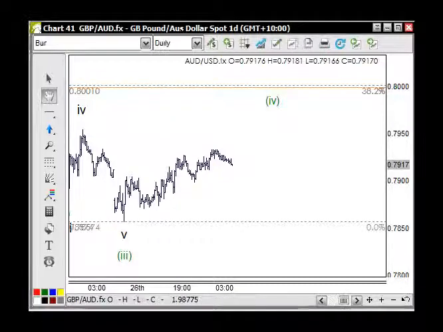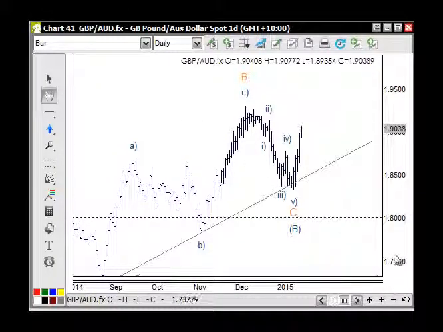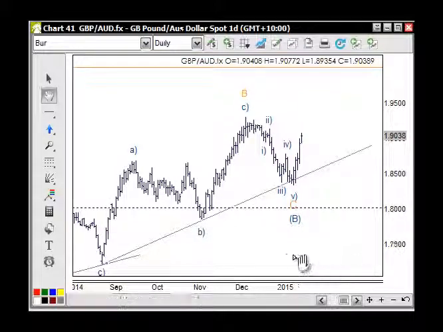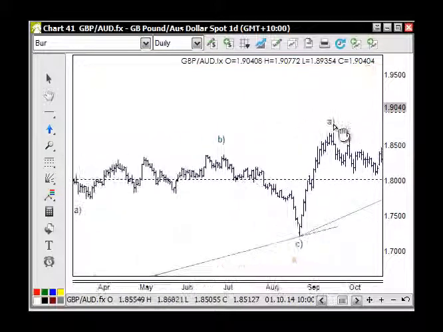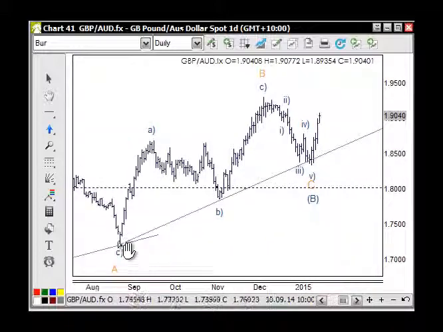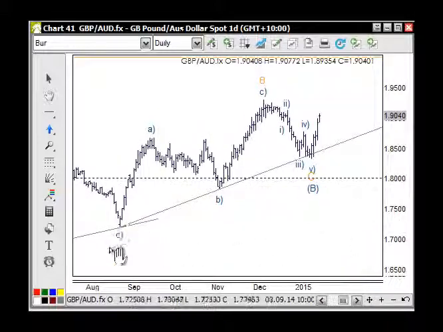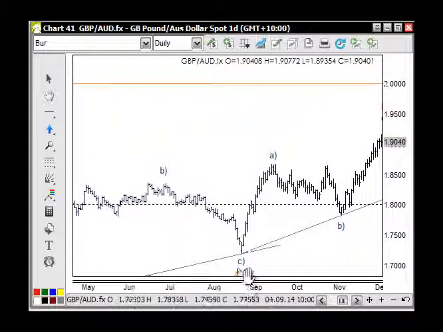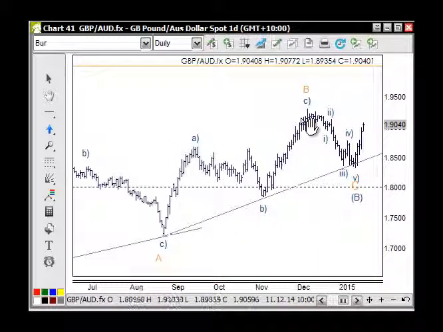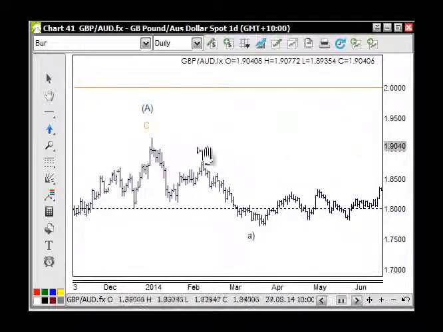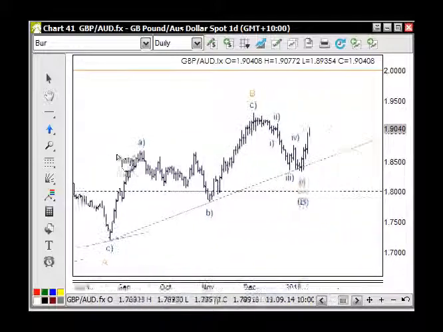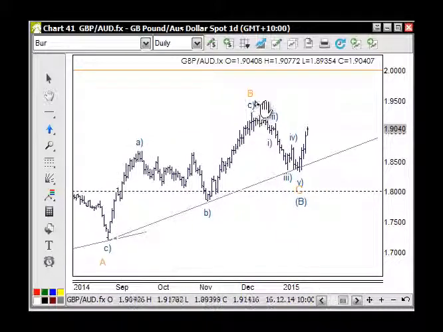So the pound Aussie. Now, in the bigger picture here, we're looking at this as a B wave up to here and a C wave to here. Now, the C wave, if we look at normal ABC, we'd look at the A wave coming down to here, the B wave to here, but because the B wave has taken out the top here, it's giving us a bit of an unorthodox top here.